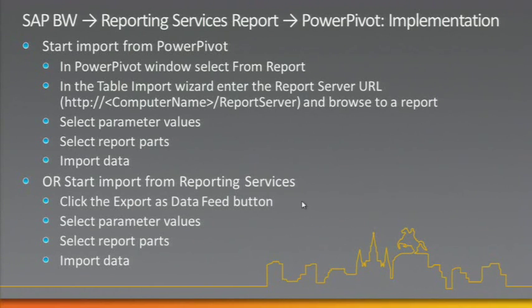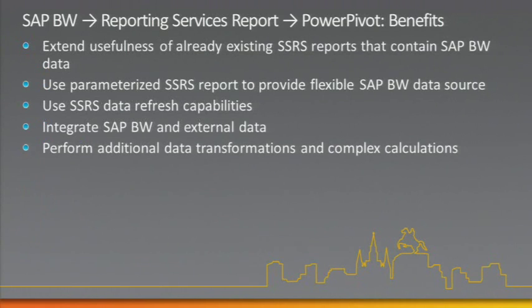The real slick way to do this is, of course, to browse to the report you want in reporting services. There'll be a little button to start the Atom feed. You click on that, go through the process, and it'll actually open up Power Pivot and import the data for you. So the benefits of this scenario, again, we're taking advantage of already existing infrastructure, extending the usefulness of those reports.